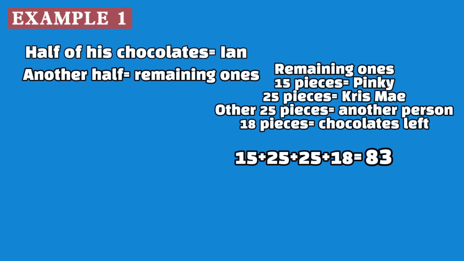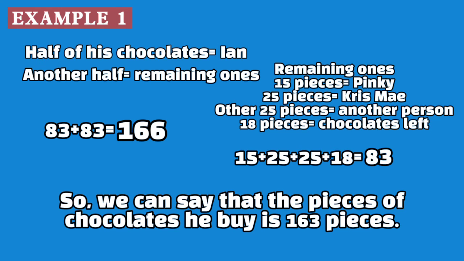And finally, to get the answer to the question in example 1, we just simply add the half of his chocolates given to Ian, which is 83, and the remaining ones, which is the other half that we guessed, that is 83 also. And its total amount is 166. So we can say that the pieces of chocolates he bought is 166 pieces.